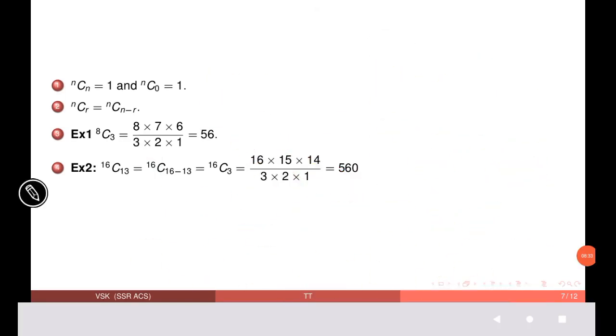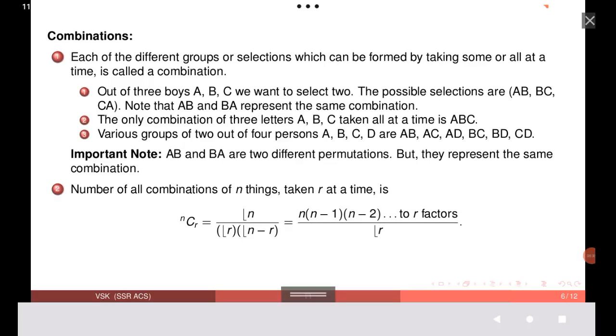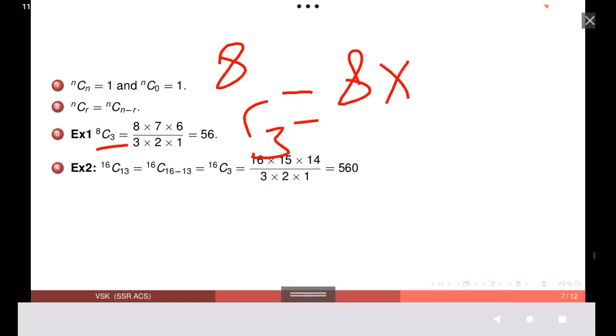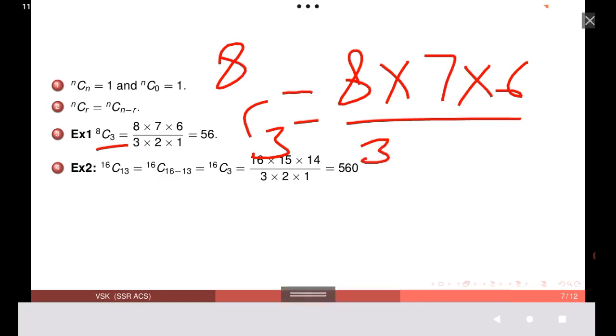So let us quickly see this formula once again. This was the formula, and here you can calculate it by writing the factors n, n minus 1, n minus 2, up to r factors, and divide by factorial r. So this formula we have used here. Which formula have we used? That 8C3 we have written as 8 into 7 into 6 divided by factorial 3, so factorial 3 is written over here.